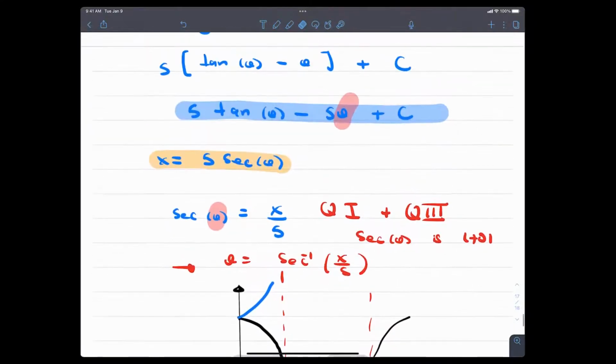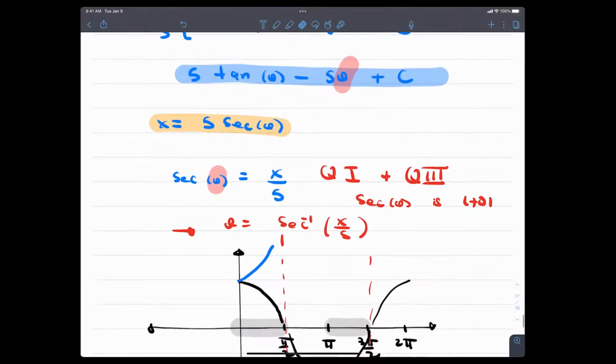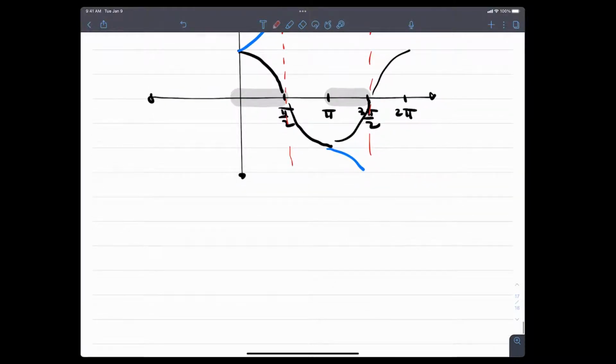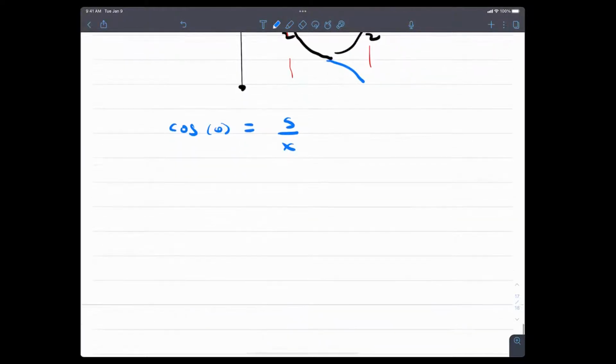So, okay, we got this portion. So this will be theta. And we just need tangent now. So secant theta is x over 5. So what that means is cosine is 5 over x.